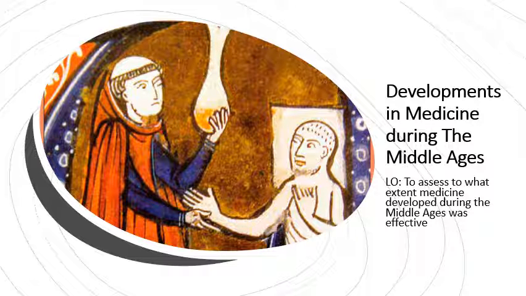We're starting a new topic. We're going to do about the Middle Ages. You might hear it called the medieval period or the Dark Ages. Basically, it's the period after the Roman Empire in Europe, and it goes from about 500 AD to somewhere about 1300. Our title for today is Developments in Medicine During the Middle Ages, and our learning objective is to assess to what extent medicine developed during this period was actually effective.